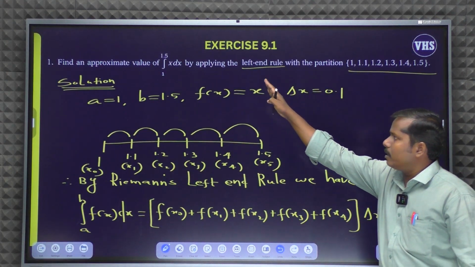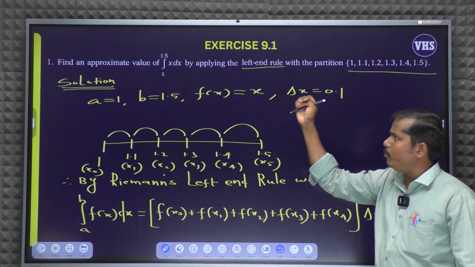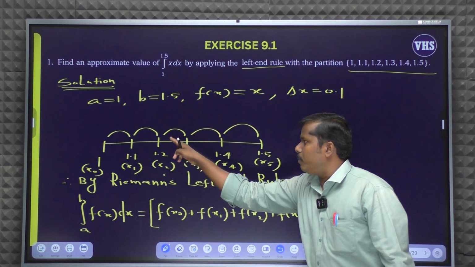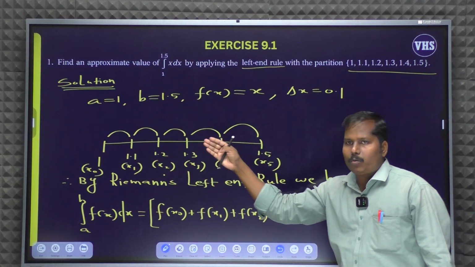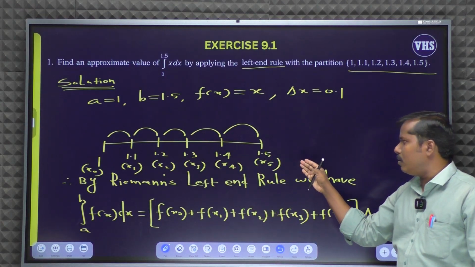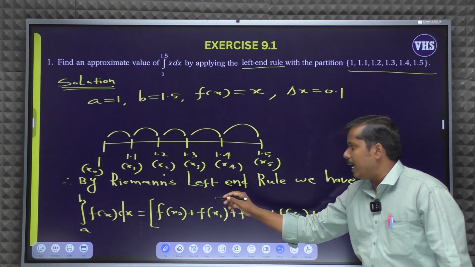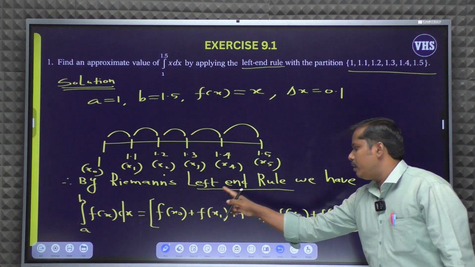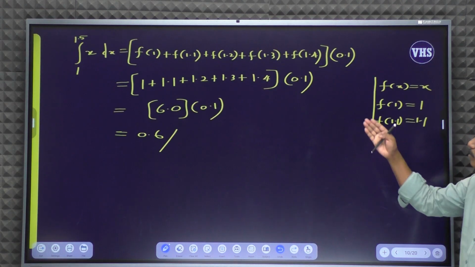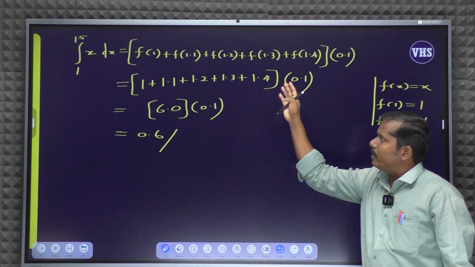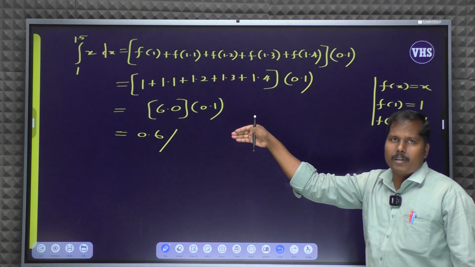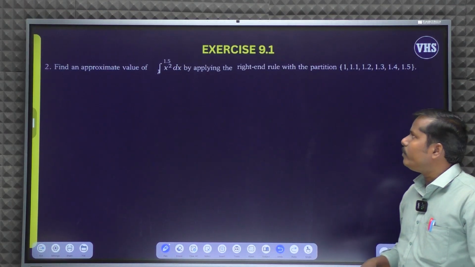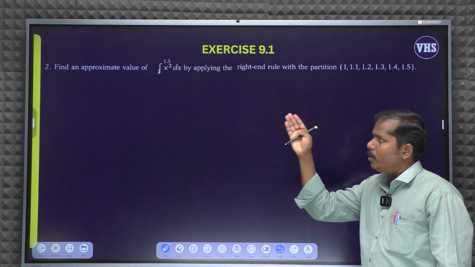Students, see it. It is a given problem. We need to choose a, b, f of x and draw the picture like this. Plot the partition elements. Then allot what is x0, x1, x2, up to xn. Then carefully write the left hand rule. Left hand should be taken, right hand should be ignored. Then substitute the values and simplify. Simple simplification gives us the answer 0.6. Now let's move on to sum number 2, Exercise 9.1, sum number 2.